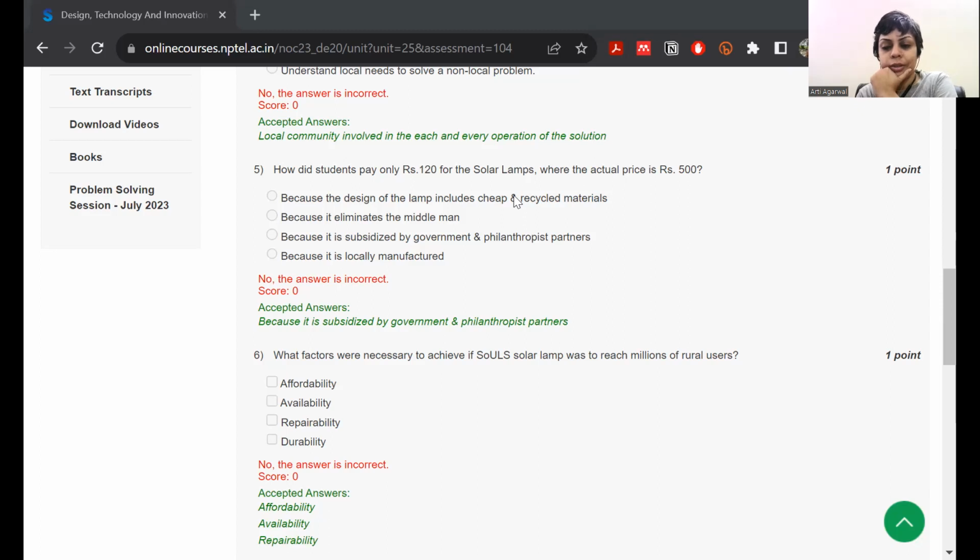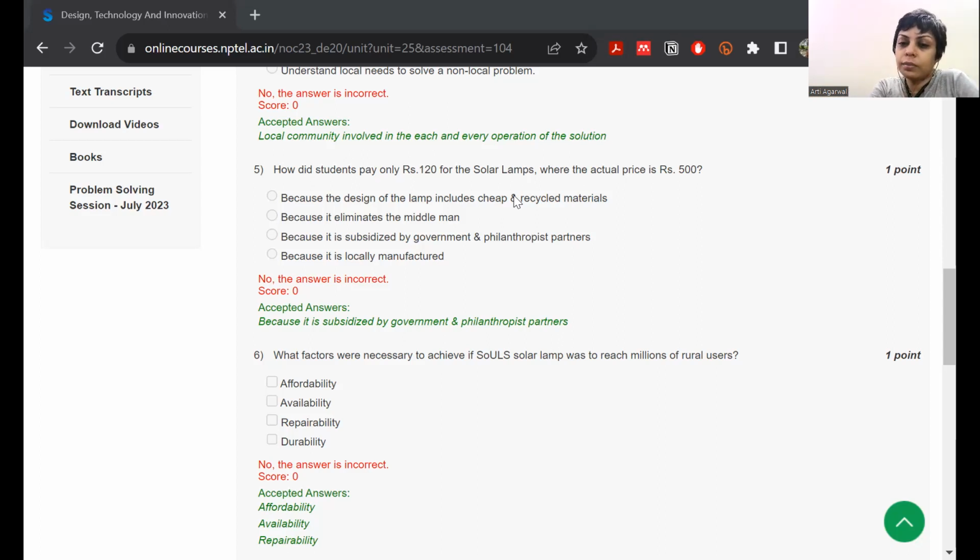So they saved on costs in many of these ways, but the cost of the lamp was still 500 rupees, right? The actual price of the lamp was still not so less. It was still 500 rupees even after all these cost reductions. So the real question is that when the lamp itself was 500 rupees actual price, then how were the students for whom the lamp was made able to buy it for 120 rupees? That is the question. The question is not how did they bring the cost down to 500 rupees. The question is, if the actual price is 500 rupees, then why were the students paying only 120 rupees for the lamp? How are we able to achieve that?